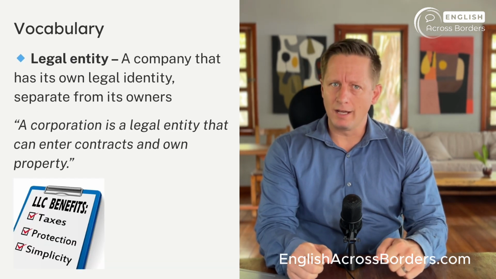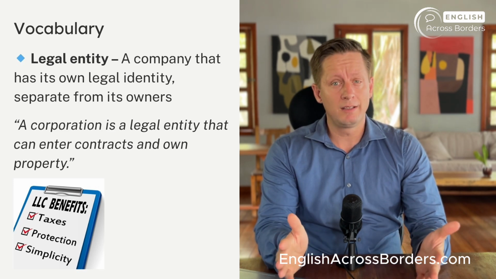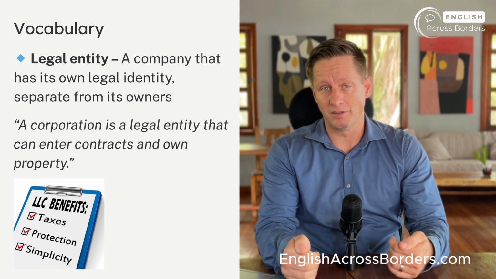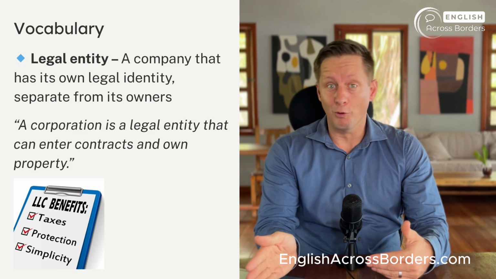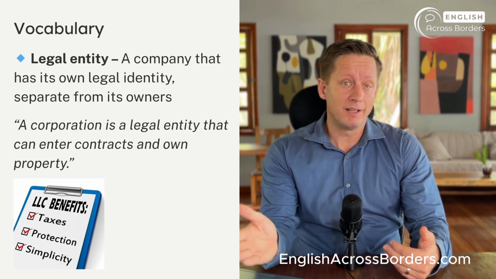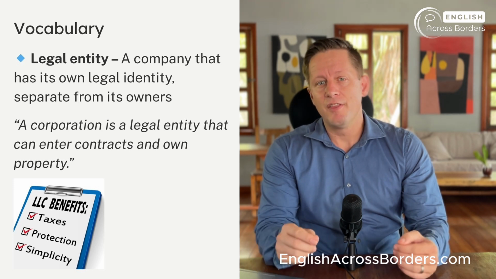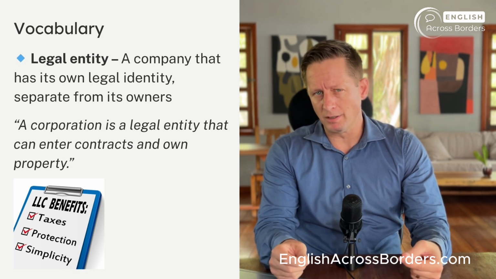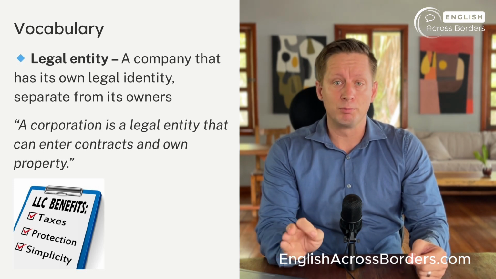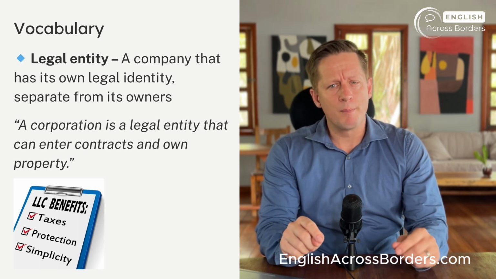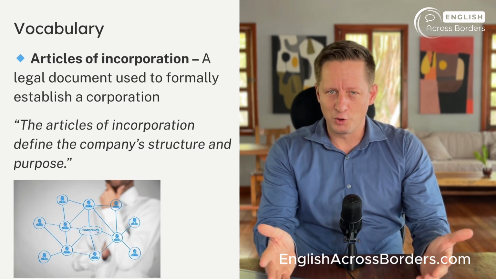Next, we have legal entity. This term means that the company itself is recognized by law as a separate person. It can enter contracts, own property, sue, or be sued independently from its owners. For example, a corporation is a legal entity that can enter contracts and own property. This separation is what makes corporations different from sole proprietorships or partnerships where the business and owner are legally the same.